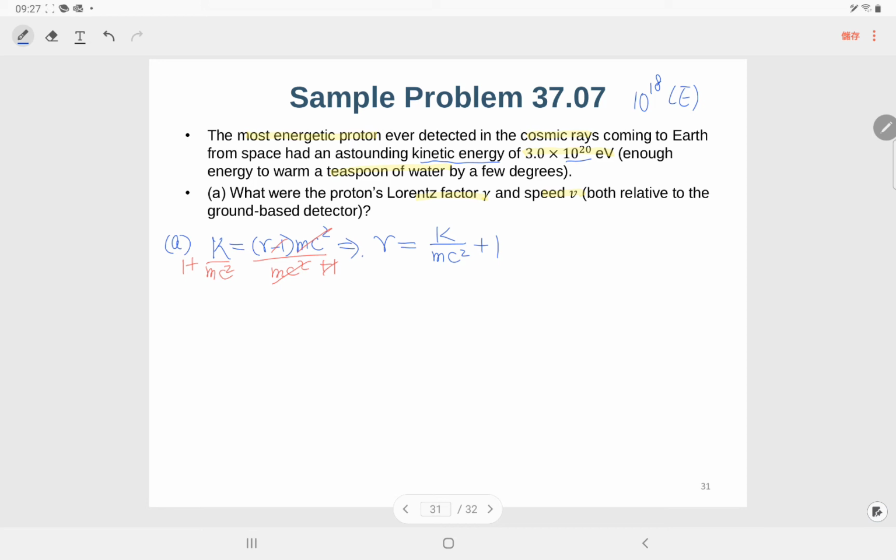So we can just substitute the number. We have 3.0 times 10 to the 20th power eV. And then for proton, the mass is 1.67 times 10 to the minus 27 kilograms.